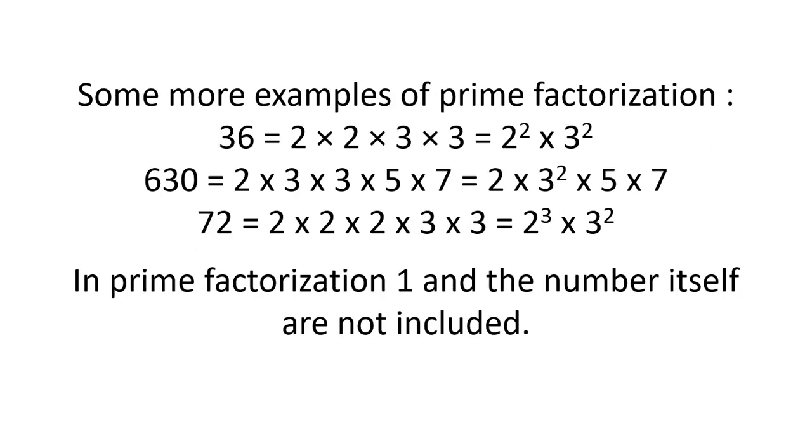Some more examples of prime factorization. 36 is equal to 2 into 2 into 3 into 3, which will be written as 2 square into 3 square. 630 is equal to 2 into 3 into 3 into 5 into 7, which will be written as 2 into 3 square into 5 into 7. 72 is equal to 2 into 2 into 2 into 3 into 3, which will be written as 2 cube into 3 square.